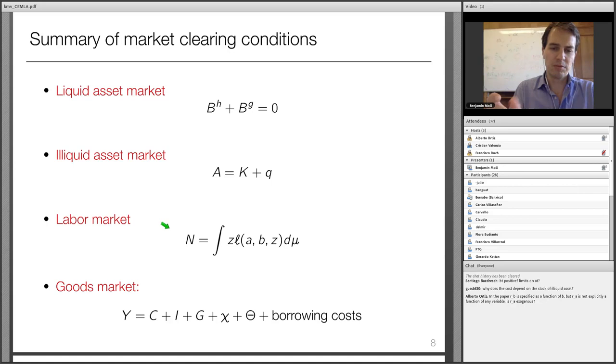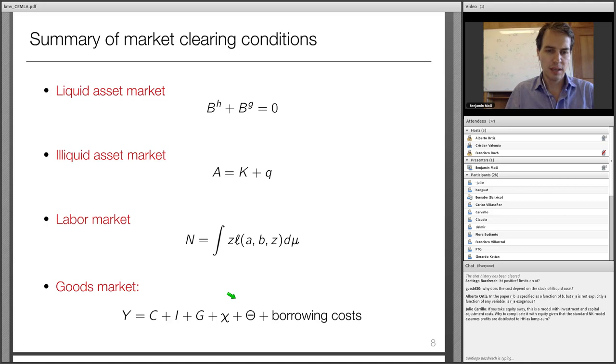And finally, the goods market clearing condition is just whatever is implied by Walras' law, really. So forget about the last three terms for a second. Then it just says GDP Y equals consumption C plus investment I plus government spending G. That should be familiar. And then there are three other terms. Those are really kind of small. The first one is total transaction cost, the chi. The second one, theta, is the price adjustment costs. And the third is the borrowing costs, which come from this wedge between borrowing and interest rates.